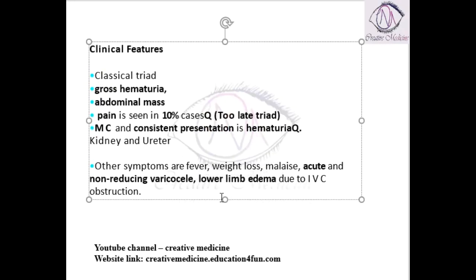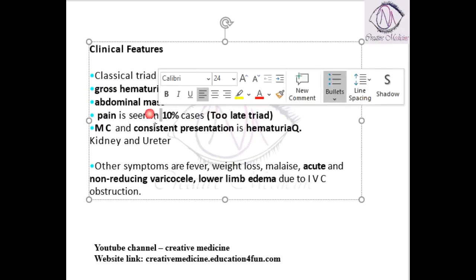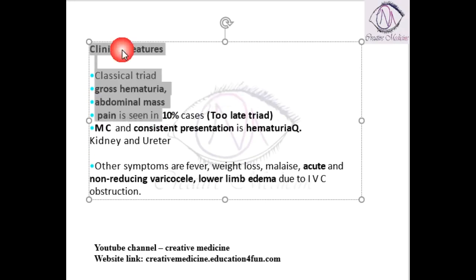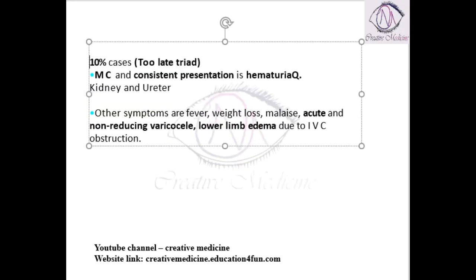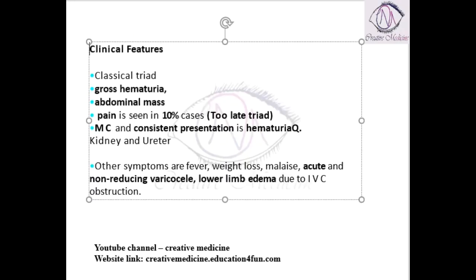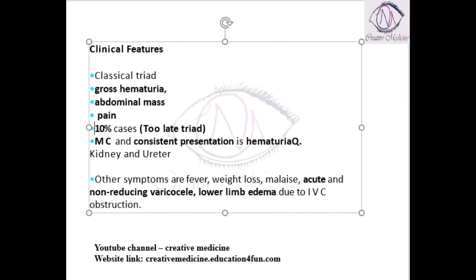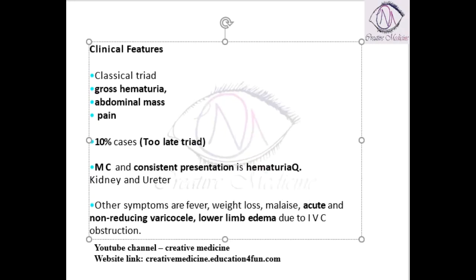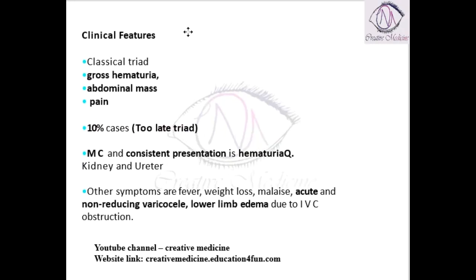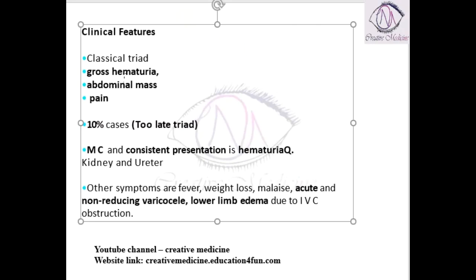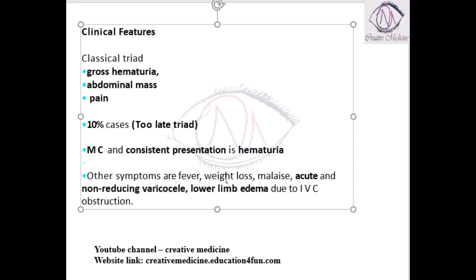This classical triad is actually seen in only 10% of the patients because it is seen in late cases only. But if you were asked, there are three things: one, we have gross hematuria, we have abdominal mass and abdominal pain. Out of these three things, if you were asked what is the most common presentation, obviously it is hematuria.